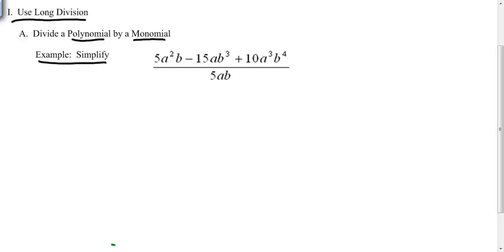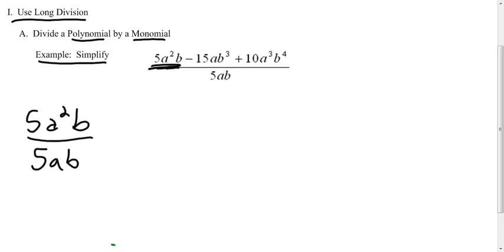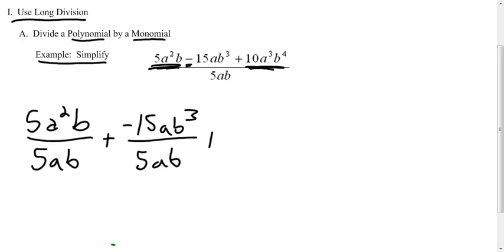So in this case, how that would look is we take our first part, that 5a squared b, and we just have that over our divisor, over the 5ab. Remember, anytime you have minus, that would be like adding the opposite. So we say that's a plus negative 15ab cubed over 5ab. And we go to our third part here, plus 10a cubed b to the fourth all over 5ab. So these are the three parts that we are working from.